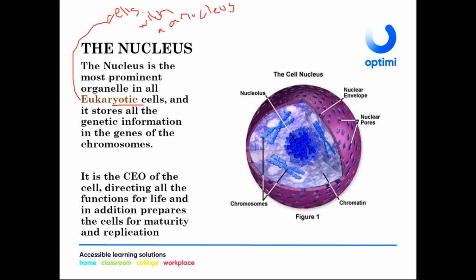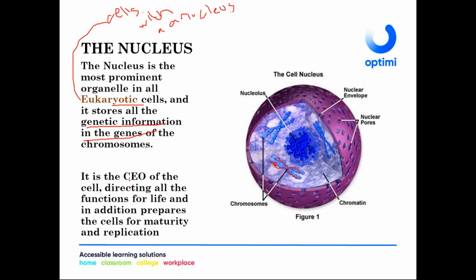What the nucleus does is it stores all the genetic information. It stores all the genetic information in the genes of the chromosomes. So inside the nucleus, you will find chromosomes, these X-like structures. This is where genetic information is stored. It is stored inside the genes in the chromosome. Okay, we're going to look at a magnified view of the chromosome and where exactly the genes are found.